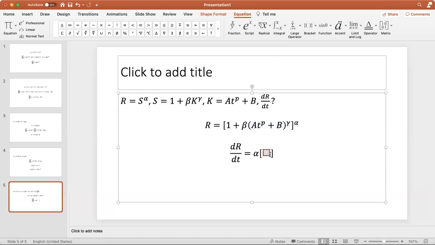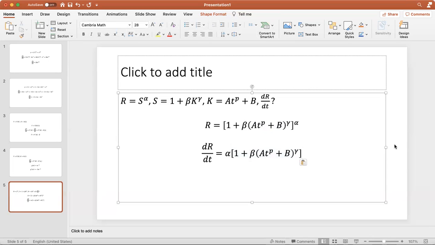It's going to be this function, this inner function, right? Alpha times 1 plus beta, a t raised to p plus b, raised to gamma. Of course, you'll raise this again to alpha minus 1. Okay. And of course, you have another inner function. So that's going to be beta gamma, okay, a t raised to p.